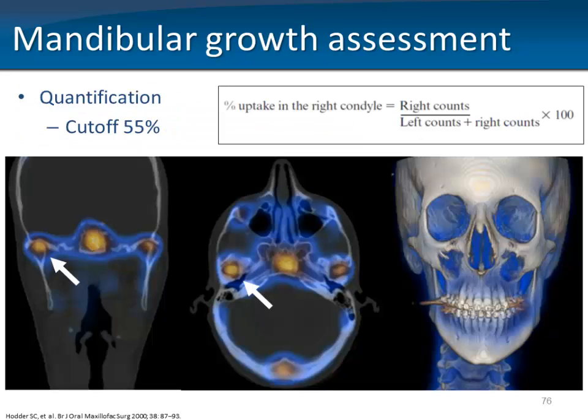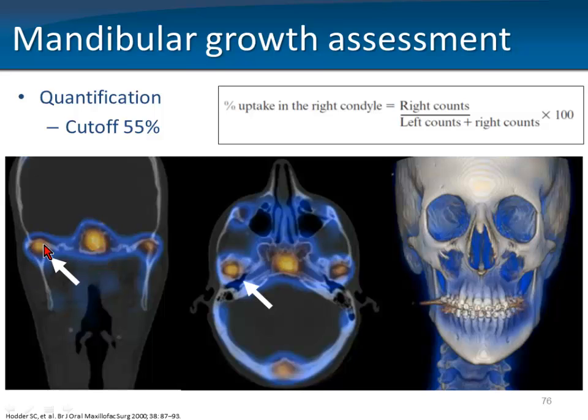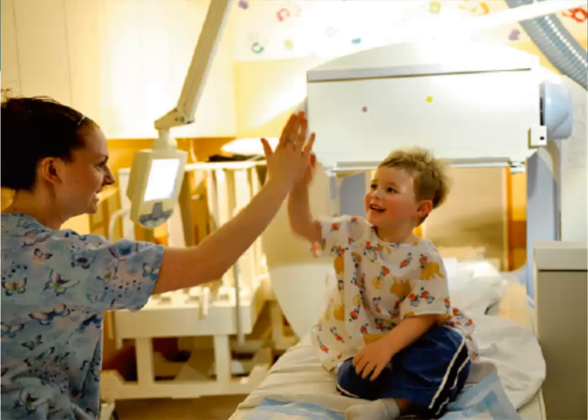So in my last slide, just to give you an example, the ratios have been published. The cutoff is 55% left to right. So what you see here is a patient with deviation of the chin to the left-hand side, and apologies, it is caused by a hyperactivity on the right-hand side. You can see the increased uptake compared to the left on the SPECT, but what you can also nicely see on the SPECT CT is the hyperplasia of the condyle, which is much wider than the normal side. So that concludes my talk. Thank you.